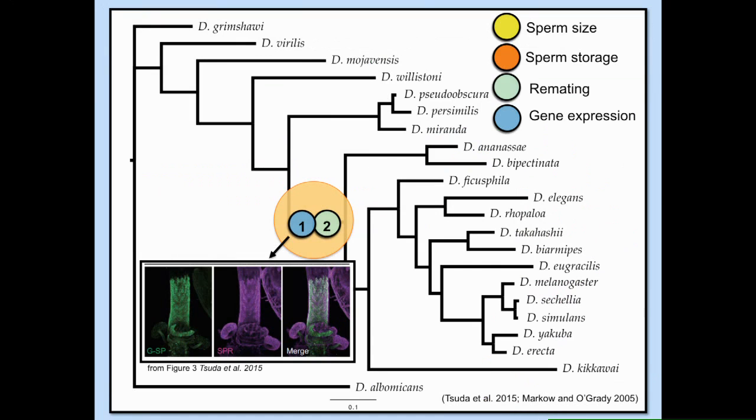Next, we tested using the branch sites test, as I alluded to, and we first tested along this branch based upon the less than daily remating phenotype that I discussed earlier, as well as the appearance of sex peptide receptor in the female reproductive tract and the disseminase gene duplication event.